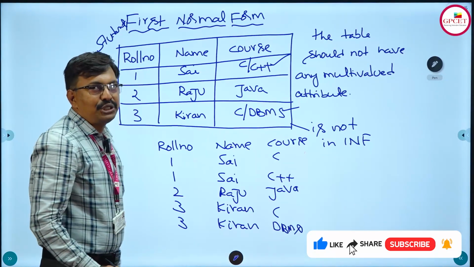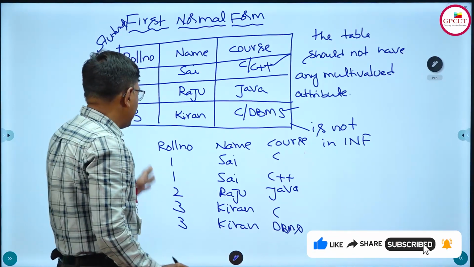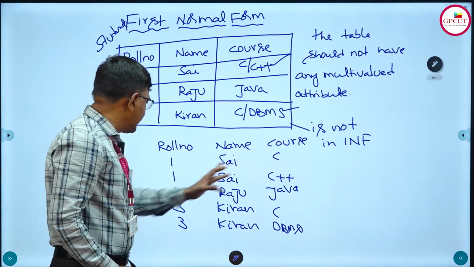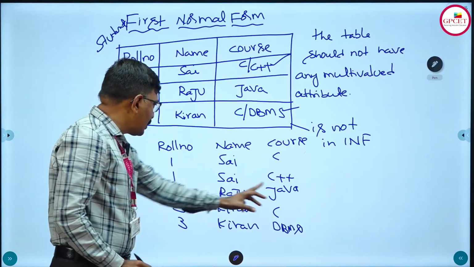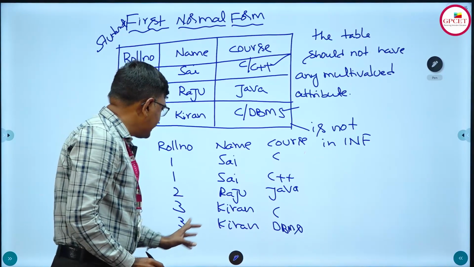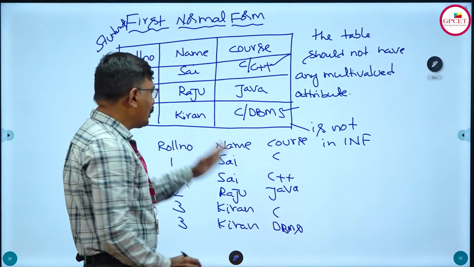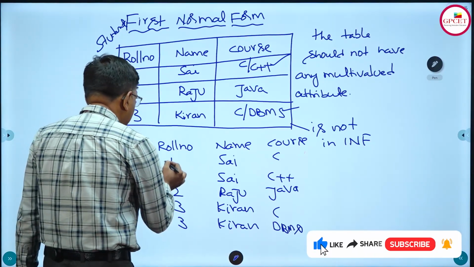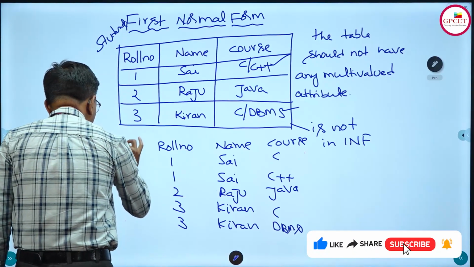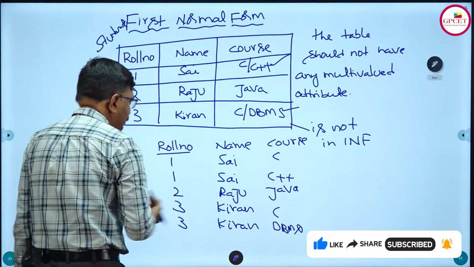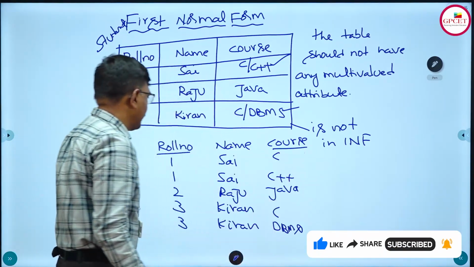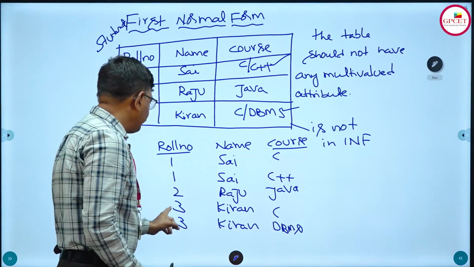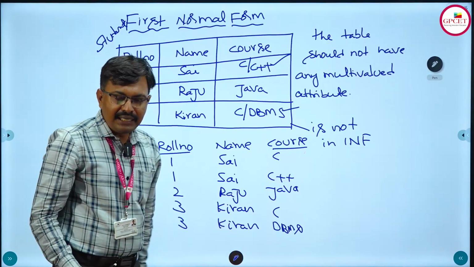One student may join many courses. That's why here is the first solution. Roll number, name, and course: 1 Sai C, 1 Sai C++, 2 Raju Java, 3 Kiran C, and 3 Kiran DBMS. There are no multi-valued attributes here. What is the primary key here? The primary key is the combination of roll number and course.